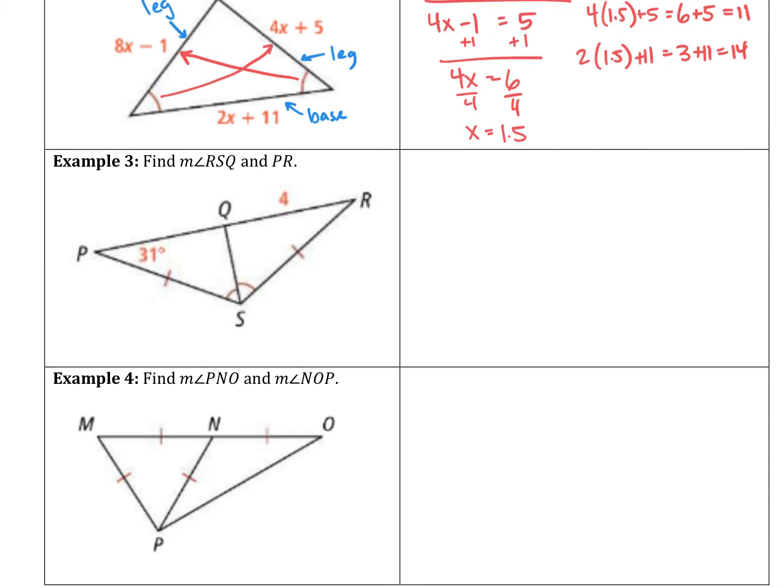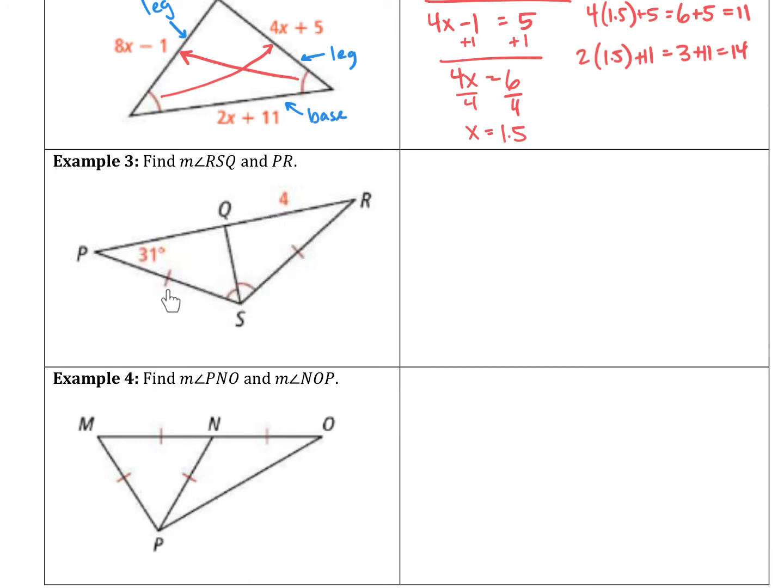Now the next problem says to find the measure of angle RSQ, that would be this angle right here, and the length of segment PR. So I got to kind of take account of what's happening in this picture. I got to wrap my head around what they're trying to show me. What are the clues trying to tell me?